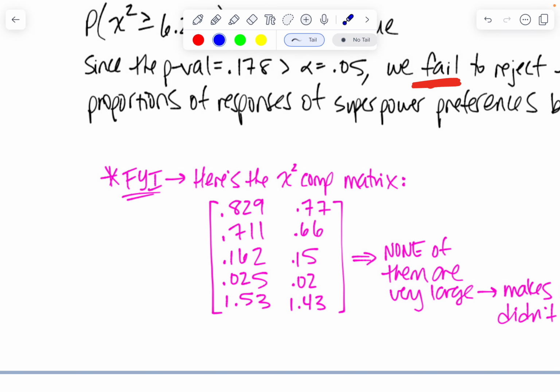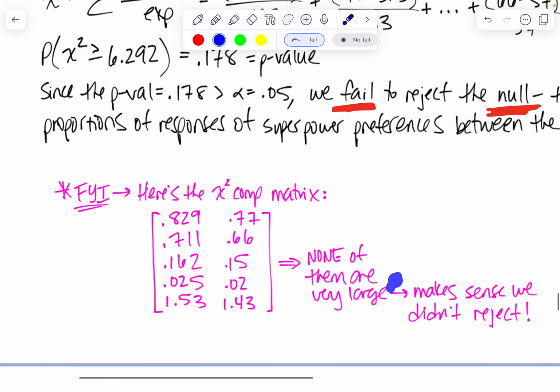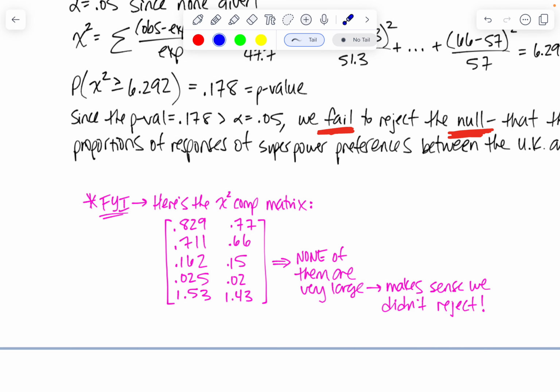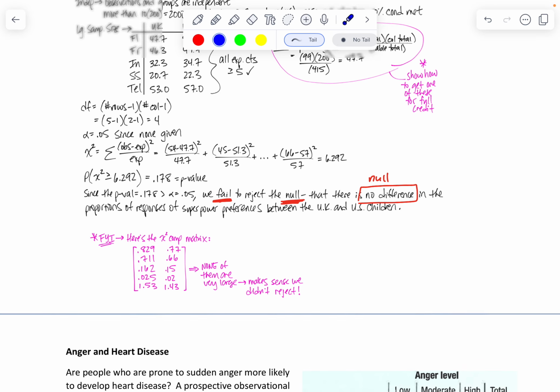You can check it in your matrix in Desmos. But when you tap the first cell, it shows you this number. When you tap the second cell, it shows you this number. Okay, and look, none of them are very large, okay? Remember, when you reject, you're supposed to be able to find some components that were very large compared to the rest. This is another example, just like we did in class yesterday, where we failed. Therefore, all of these are very small, and that gives me confidence that I have made the correct conclusion, okay?